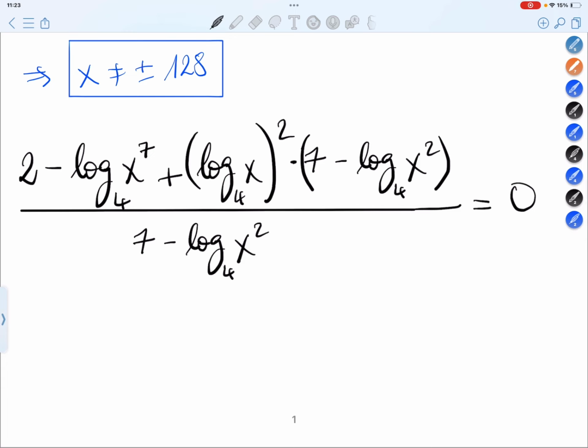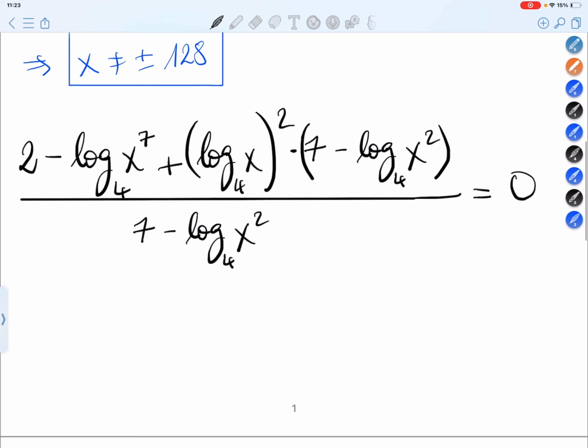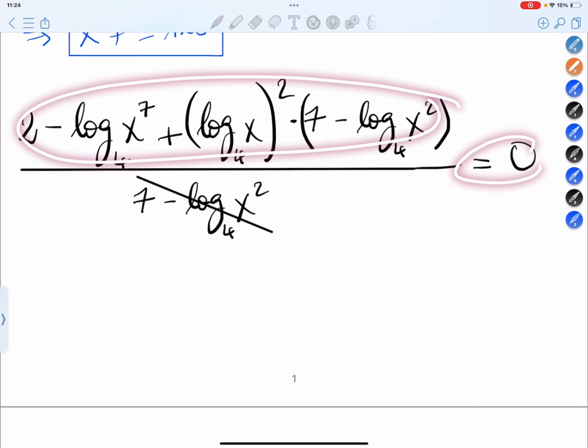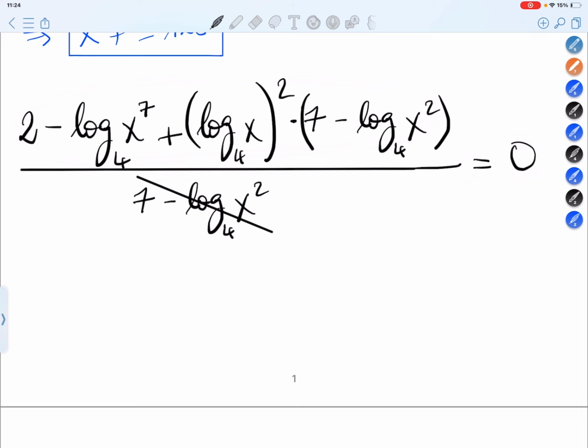Now that we have this common denominator, we multiply both sides by this denominator here, right? This would allow us to get rid of this, because on the right hand side, if we multiply by this, we would still have 0, and on the left hand side this would disappear. So we are left with this equals 0, right? We can easily now solve this.